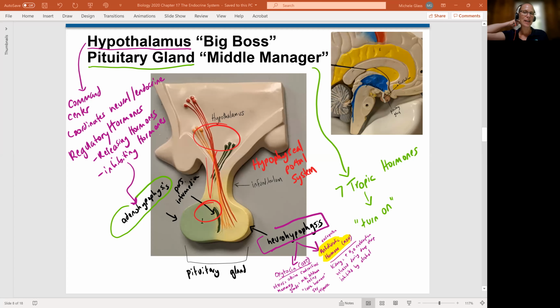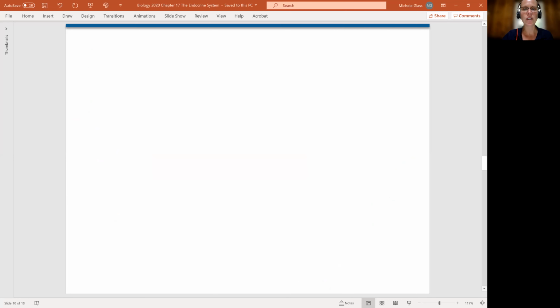We are still talking about the hypothalamus and the pituitary gland. We left off last time talking about the hormones that were stored and released by the neurohypophysis. And we're ready to pick up on the specific relationship between the hypothalamus and the adenohypophysis. So what I would like to do is construct for us a little diagram.